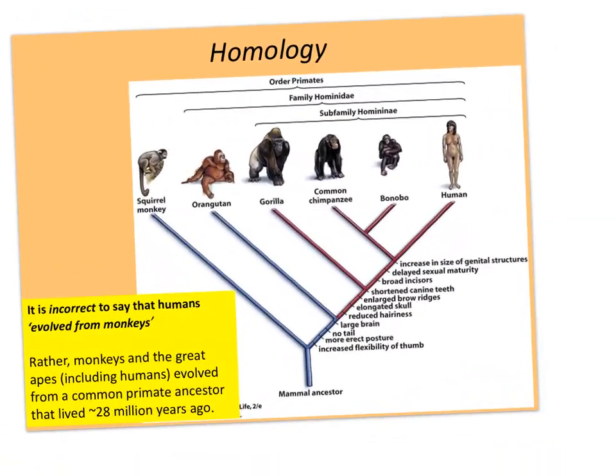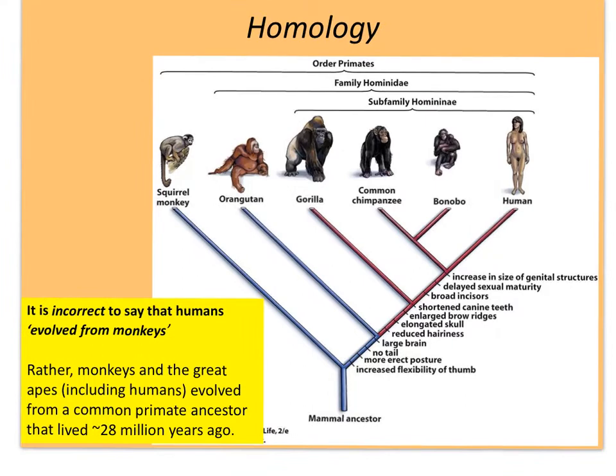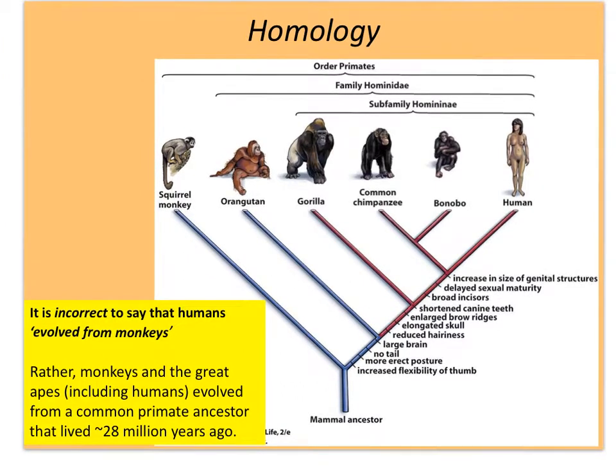Okay. So here's a phylogenetic tree again. I didn't really go over this quite properly, but wherever you have branches, you also have nodes. So right here is a node where one lineage and another shared a most recent common ancestor. Okay? Now, it's incorrect to say that humans evolved from monkeys.